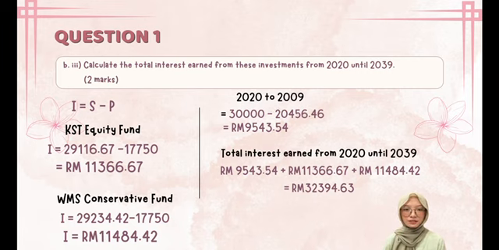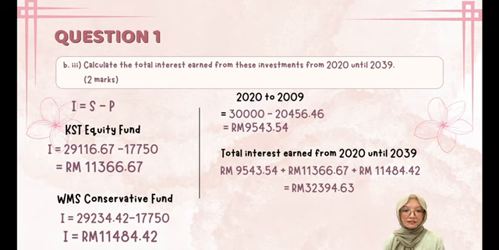So, the original principal for the unit trust investment is 20,456 ringgit 46 cents and the compound amount will be 30,000 ringgit. So the interest earned is 30,000 ringgit minus 20,456 ringgit 46 cents, which equals 9,543 ringgit 54 cents.